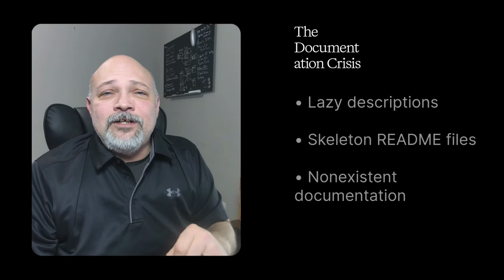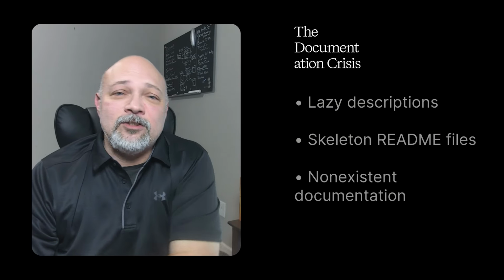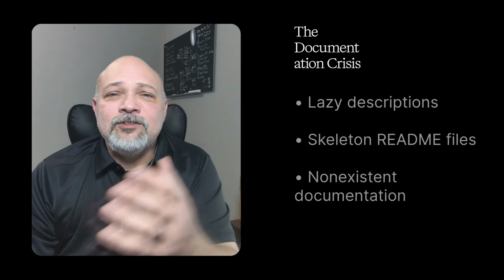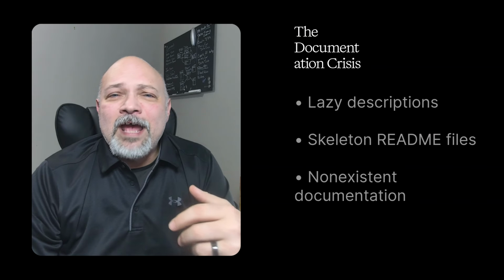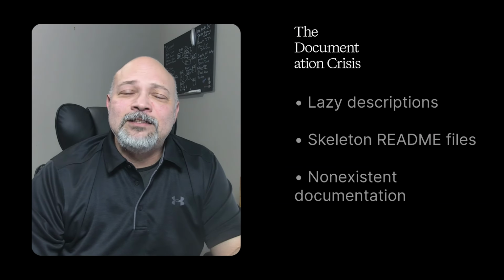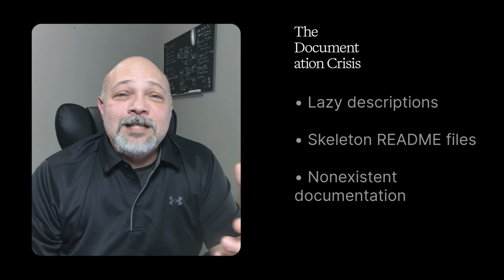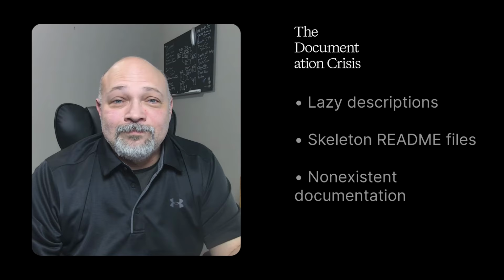For the last 10 years, we've treated documentation like a chore. We write lazy descriptions in our scripts. Maybe we have skeleton README files. Most likely, though, the documentation just doesn't exist at all. We leave columns named TS_1 or status_ID without the context, assuming that if a human gets confused, they'll just ping us and ask, hey, what does this column mean? And what is this table really used for?